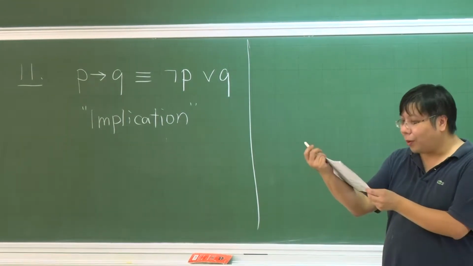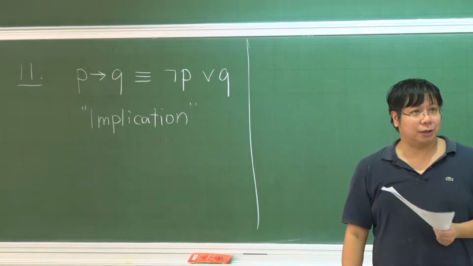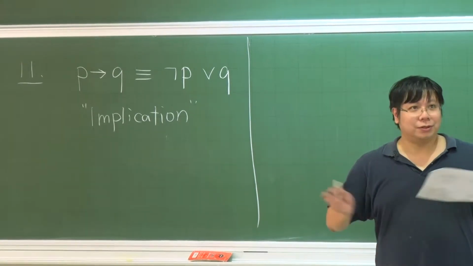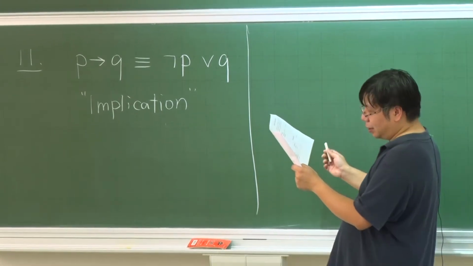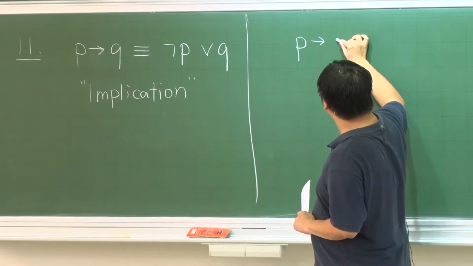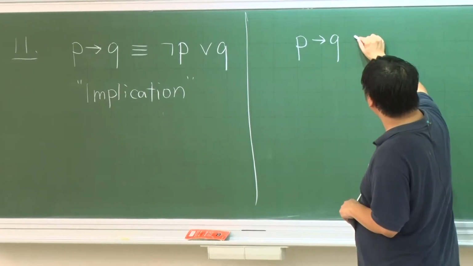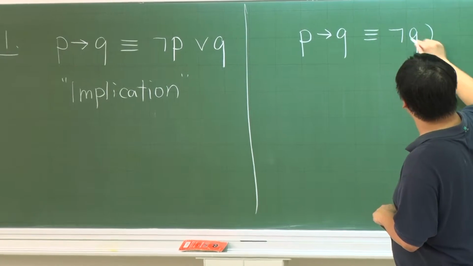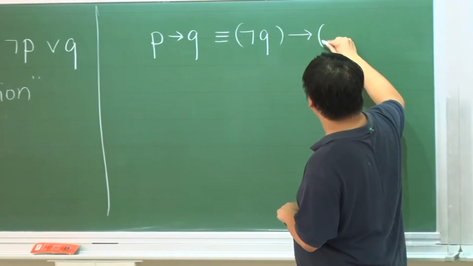Then we can use the laws to help us prove some logical equivalences without using the truth table. So let us show some examples. There are two examples. First of all, we want to show that P implies Q is always the same as not Q implies not P.